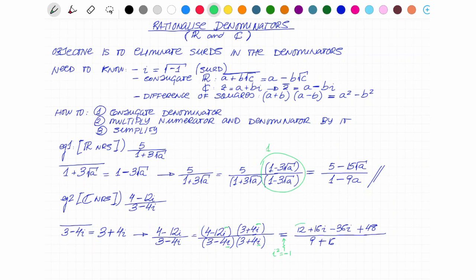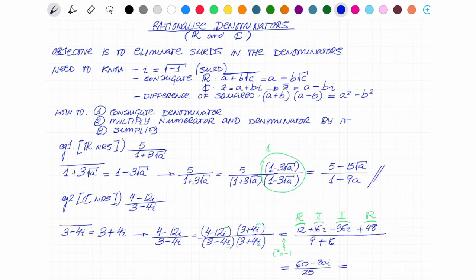Now you actually have like terms, because you've got some real numbers there, the real parts of the complex number, and some imaginary parts in here. So you can simplify by combining like terms. I'm just going to simplify the denominator as well, and then the real part, 12 plus 48, 60. The imaginary part, 16 minus 36, minus 20i.